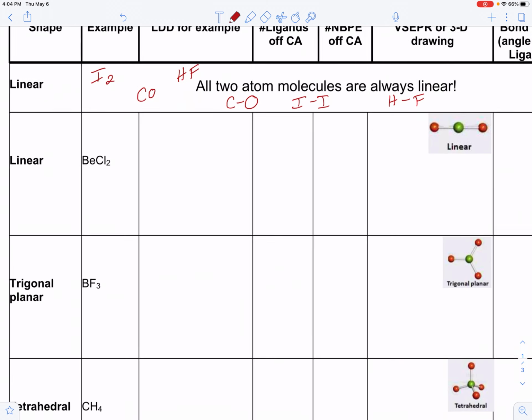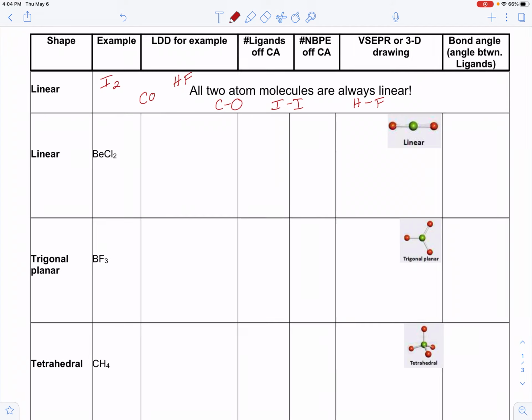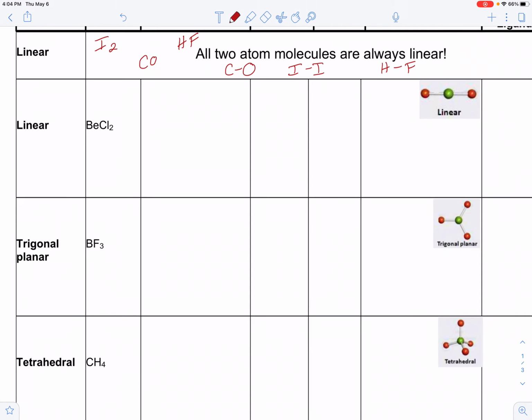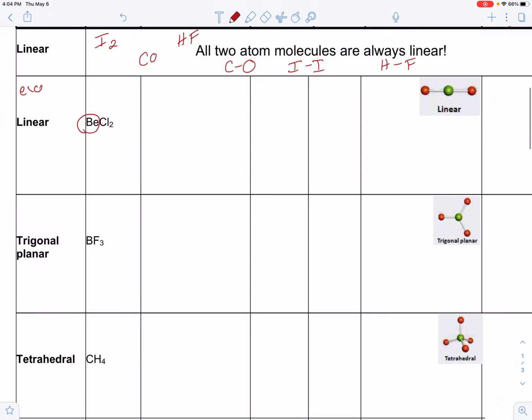Now, our shapes get more complicated when we start to add potentially more atoms to our molecule. So we're going to do a 3-atom molecule looking at BeCl2. Now beryllium is a double exception for us. So beryllium is an exception, and we talked about it in your covalent notes because it is a metal that makes covalent bonds. And it is also an exception because it only needs to get to 4 valence electrons.